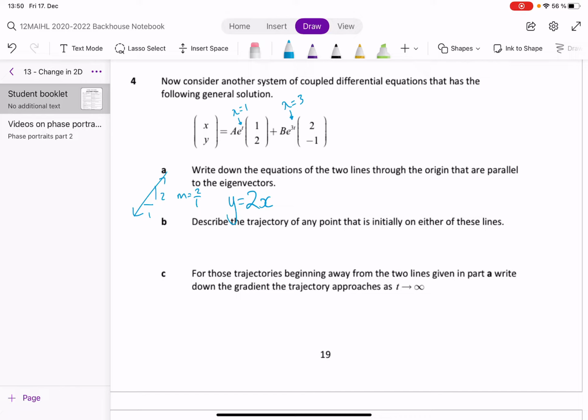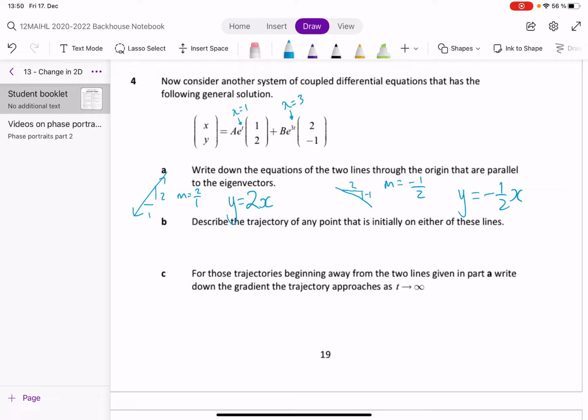Thinking about the same thing with the second part, we've got going along 2 and down 1. Okay, so the rise over run would be negative 1 over 2 or negative a half. So that would be our second line. Describe the trajectory of any point that is initially on either of these lines. So what would happen if we choose a starting point that's on one of those lines? We need to think about the eigenvalue. The eigenvalues are positive, which means that that's the scale factor that our points are moving along. So as they're positive, it means that we're going to keep travelling along those lines.